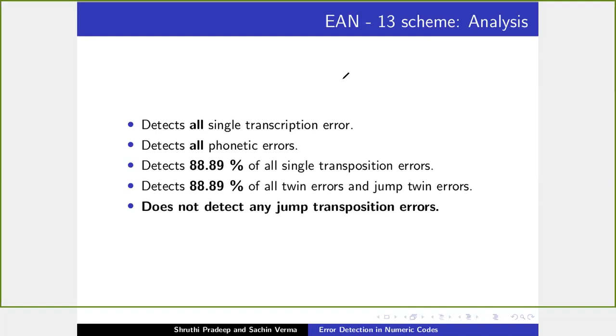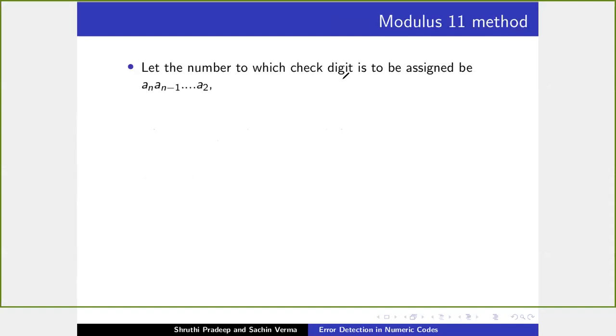Now you can go ahead, Sachin. Shruti, now you will continue with the next topic. You can share the screen so that my system doesn't hang again. Sorry, modulo 11. Yeah, modulo 11.